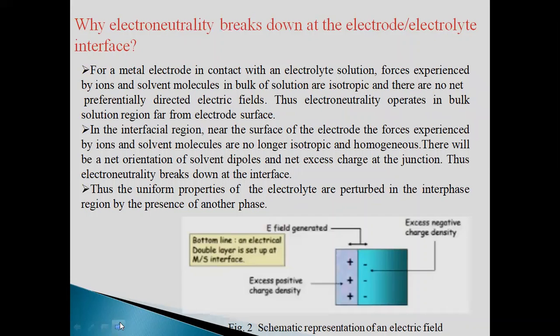Why is the bulk region different from the interfacial region? The breakdown of electroneutrality occurs at the electrode-electrolyte interface because near the surface of the electrode, the forces experienced by ions and solvent molecules are not isotropic or homogeneous in nature. So there is a perturbation in the uniform properties of the interface region, giving rise to a net orientation of the solvent dipoles at the electrolyte side of the boundary. As shown here, an electric field is generated.